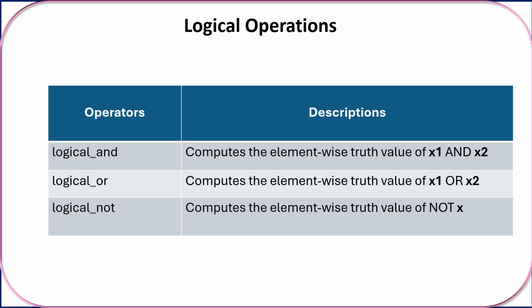And comes the logical operations. So we compute the element-wise truth value, and the AND operation is basically done, and OR operation, NOT operation. We all know what AND, OR and NOT are. If all the inputs are high or 1, the output will be high or 1 for AND. If even one input is high or 1, then the output will be high or 1. That is the OR operation. And NOT is the reverse.